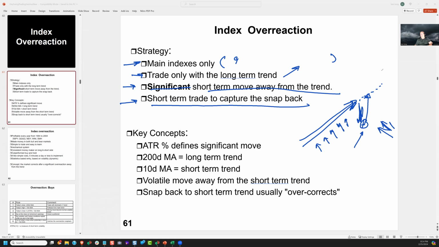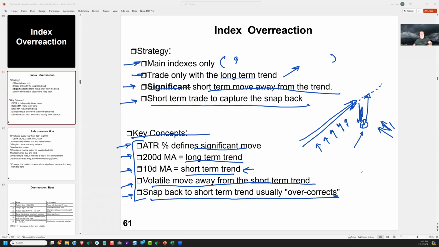Okay. So these are the keys that we have to have. The concepts that are involved: we need an ATR percentage to define a significant move. We're going to use the 200-day moving average as the long-term trend. The 10-day moving average is the short-term trend. We're going to require a volatile move away from the short-term trend. And then we're going to play a snapback to the short-term trend, which then probably will overcorrect back. So the overreaction occurs this way, the overcorrection comes this way and a little bit more. That's the main idea.